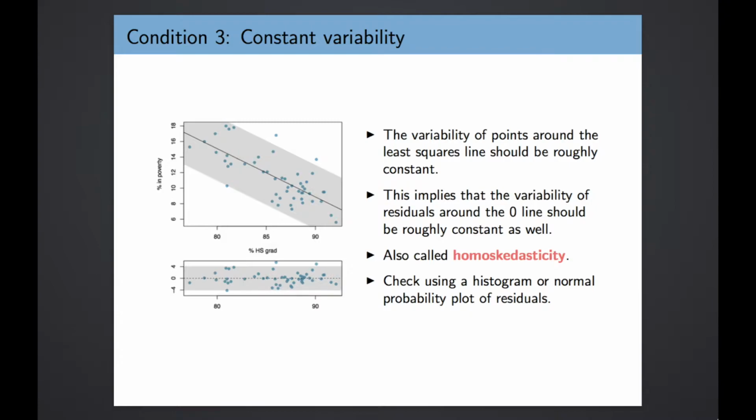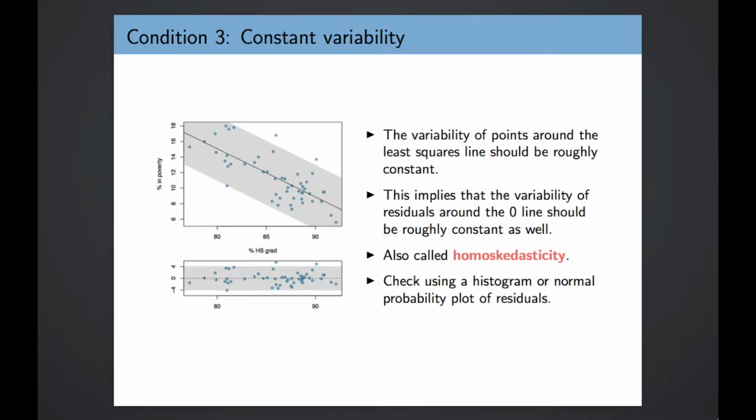So we shouldn't have all small misses at first and then lots of big misses later, or all of our big misses at first and then lots and lots of small misses. We want those things to be randomly dispersed around. So that condition is constant variability. It's also known as homoscedasticity.